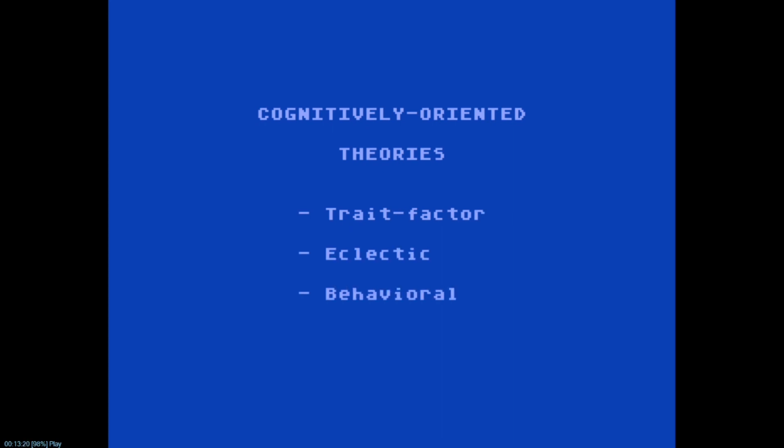This has been a brief overview of the cognitively oriented counseling theories: trait factor, eclectic, and behavioral counseling. In the next program, you will explore the affectively oriented counseling approaches.